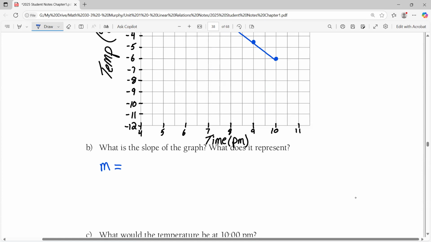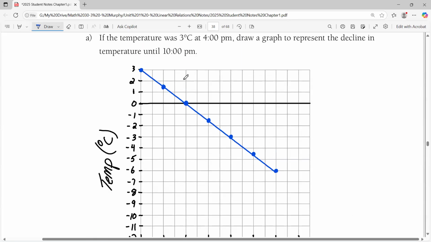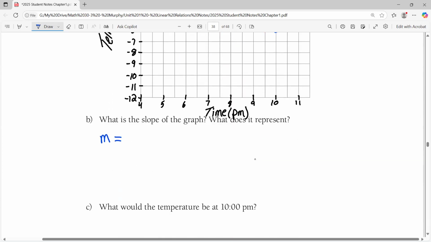Now I could do the whole line if I wanted to, right? I could go down from 3 all the way to 6, right? So that'd be down 9 over 6 hours. I could choose any part of this, or I could just answer it down 1.5 degrees per hour. So down 9 over 6 hours. You divide those two, get negative 1.5 degrees Celsius.